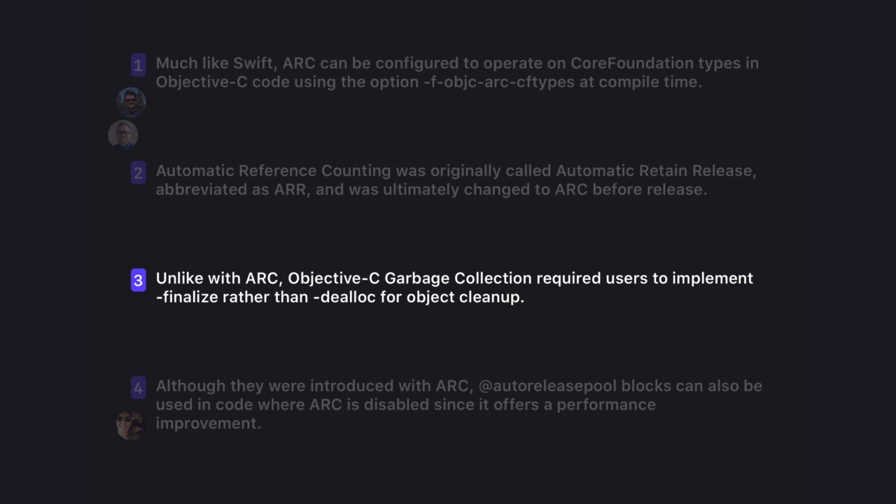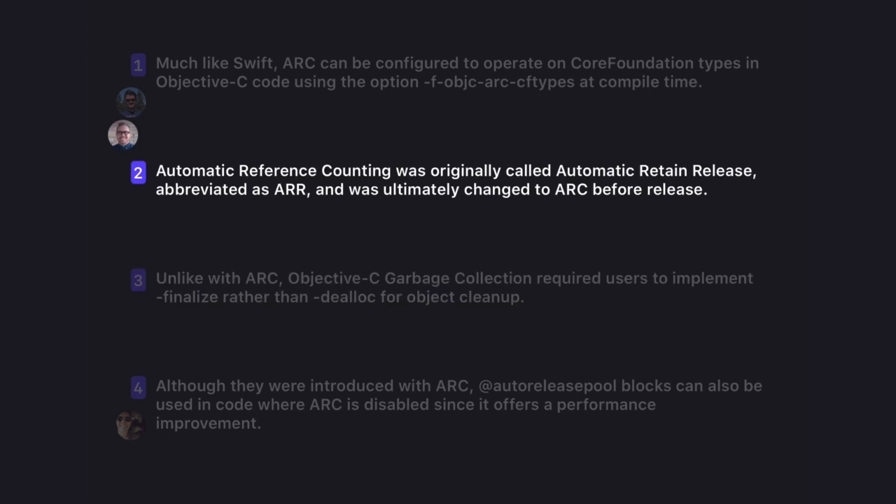So statement number two: automatic reference counting was originally called automatic retain release, abbreviated as ARR, and was ultimately changed to ARC before release. So I first learned about this during WWDC when ARC was announced. I was a little youngin' walking the halls of Moscone Center, talking with one of the Apple developers, and they were asking me, hey, what are you most excited about? And I'm like, definitely ARC. That seems like it's something really cool. And he told me that we originally named it ARR, like the pirate saying arr, but the managers didn't like that, so they forced us to change it.